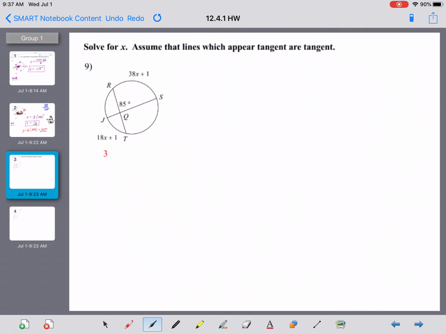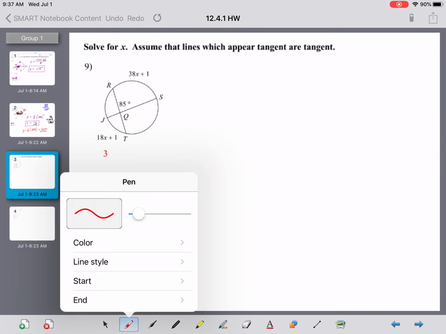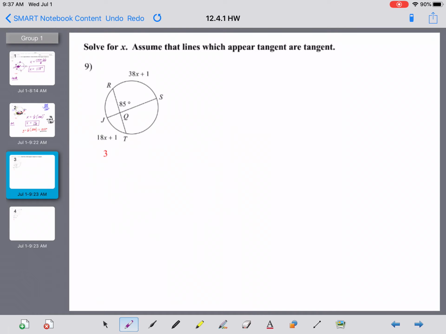6, 7, and 8 are similar, so let's move on to number 9. Now this is actually going back to the same concept that we discussed in problem number 1. We've got two secants intersecting at a random point inside the circle. Q is not a central angle, nor is it an inscribed angle. But we have an 85 degree angle formed here. In fact, we have two 85 degree angles, and we know the measures of the two arcs that are intercepted by those 85 degree angles. This is just more complicated because we're dealing with some variable expressions here and not just with straight up constants.